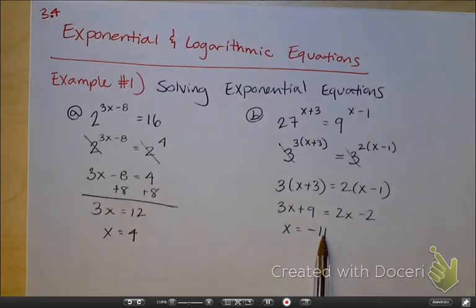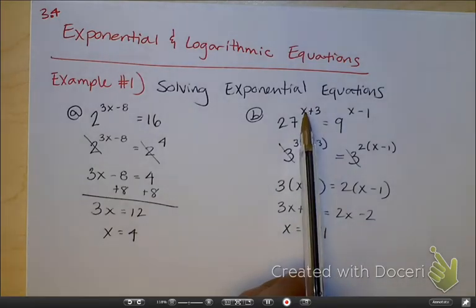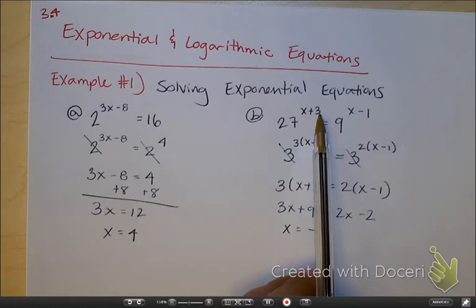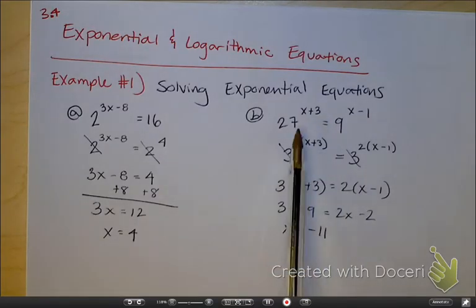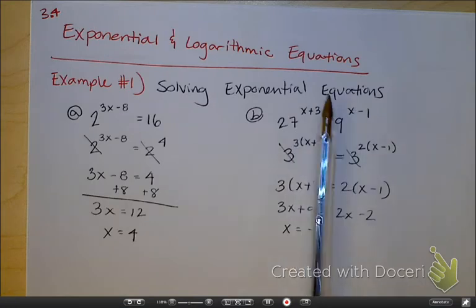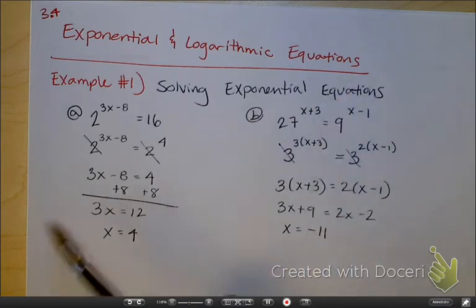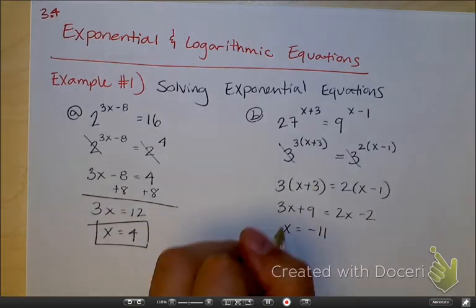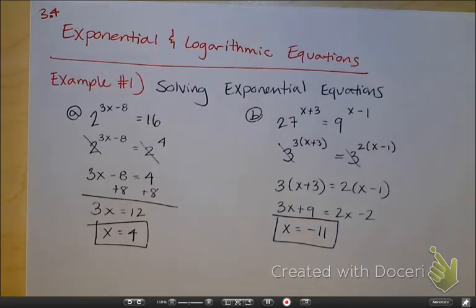And I want to check to make sure that's true. So if I plug in negative 11 here, I get negative 11 plus 3 is negative 8. And then 9 to the power of negative 11 minus 1 would be 9 to the power of negative 12. And each of those would simplify to 3 to the power of negative 24. So this is the correct answer for part A and for part B. So this is how you would solve an exponential equation.